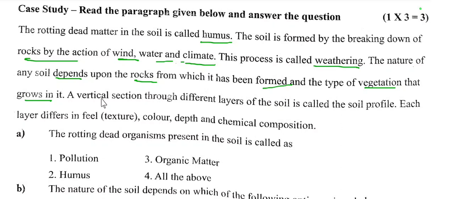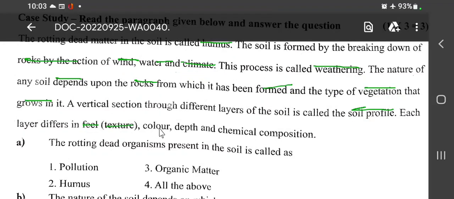Vegetation means the types of plants that grow in that area. A vertical section through different layers of soil is called a soil profile. Each layer differs in feel, texture, color, depth, and chemical composition. The rotting dead organisms present in the soil are called humus. You'll get 1 mark for this.